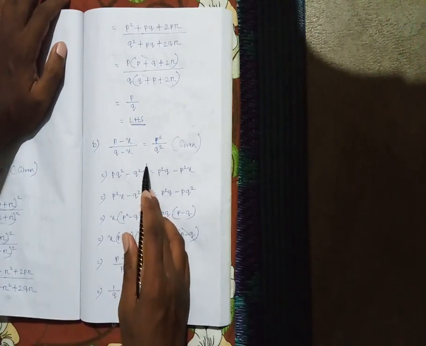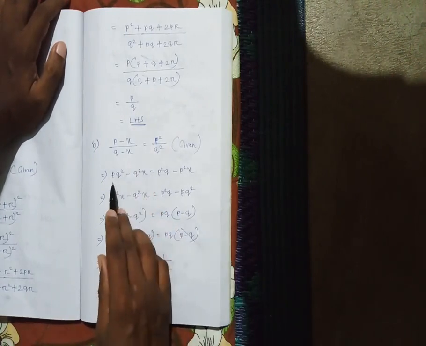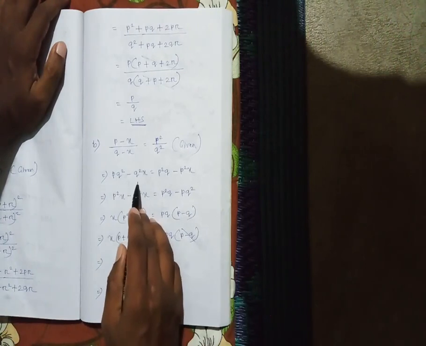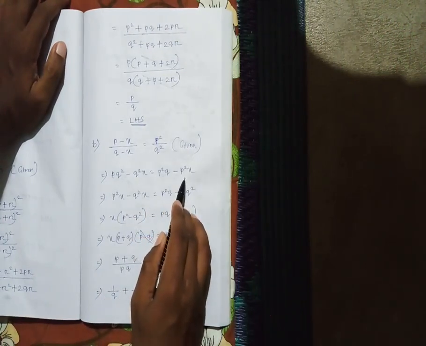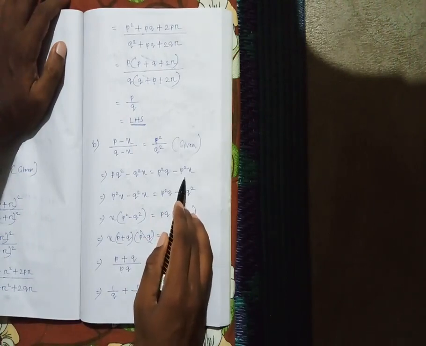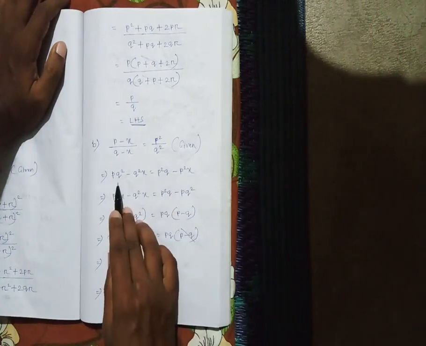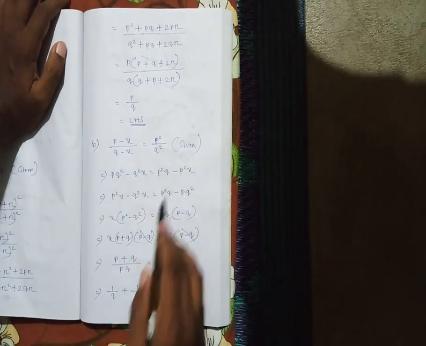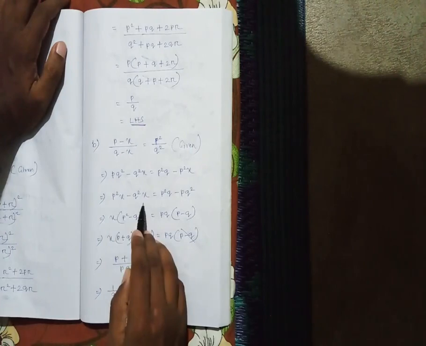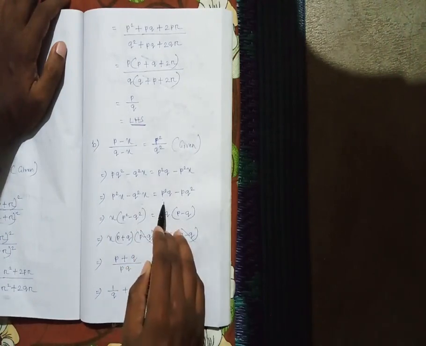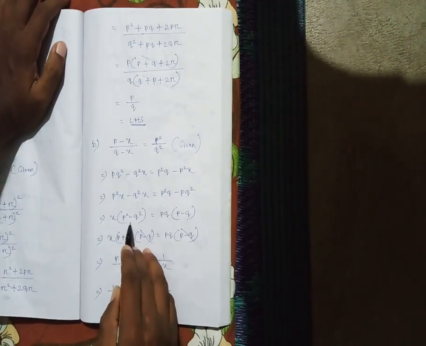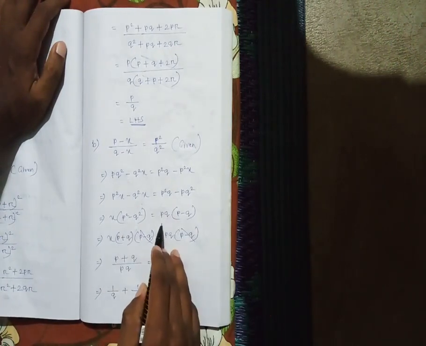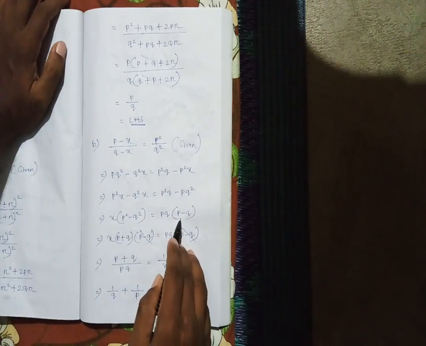First let us cross multiply. On cross multiplying we get pq square minus q square x is equal to p square q minus p square x. Bring x to the left side. So bring this minus p square x to the left and pq square to the right. We get p square x minus q square x is equal to p square q minus pq square. Take x common, remaining is p square minus q square. Take pq common, remaining is p minus q on the right hand side.